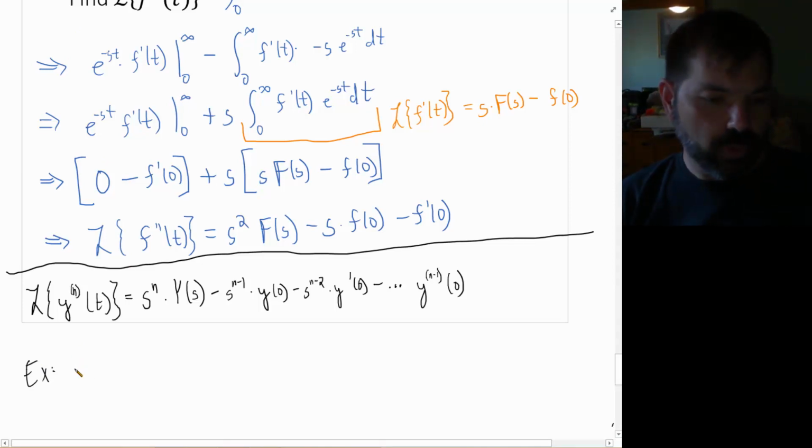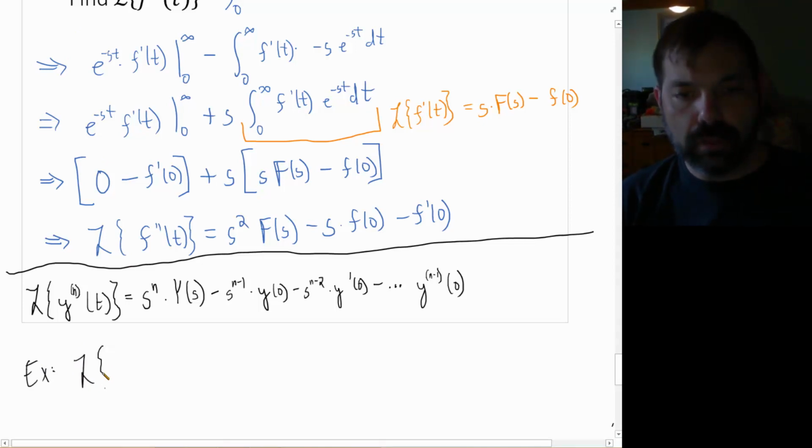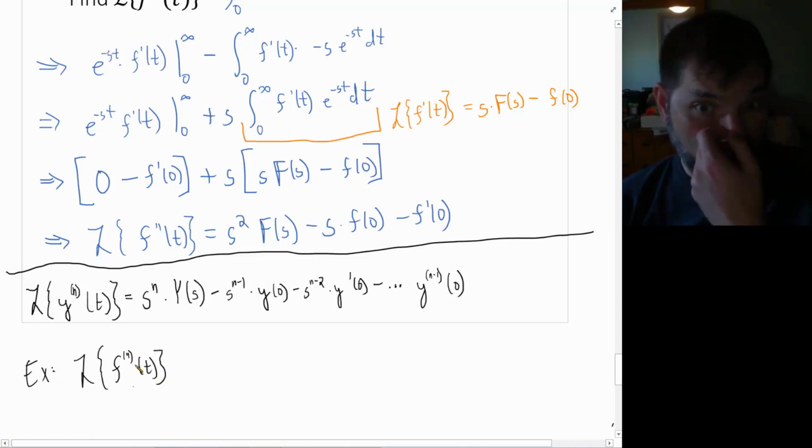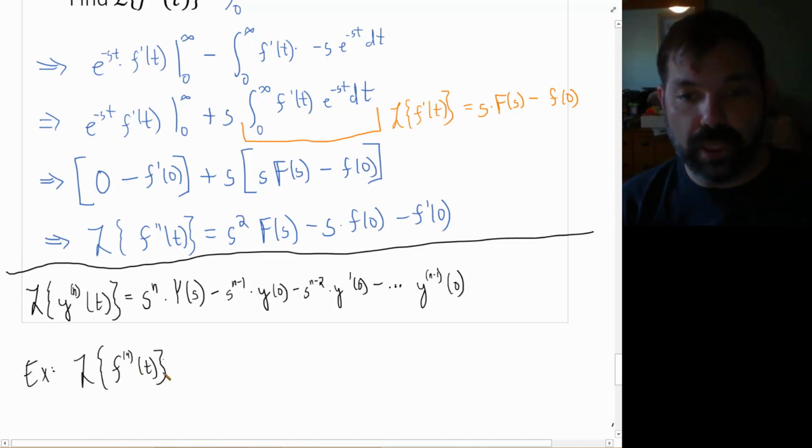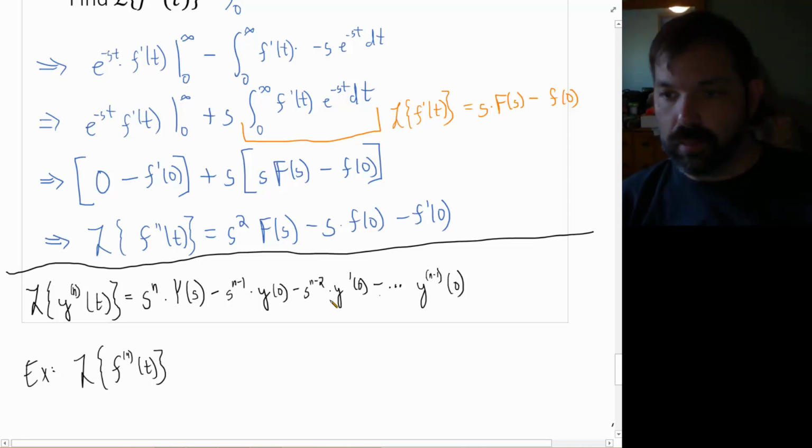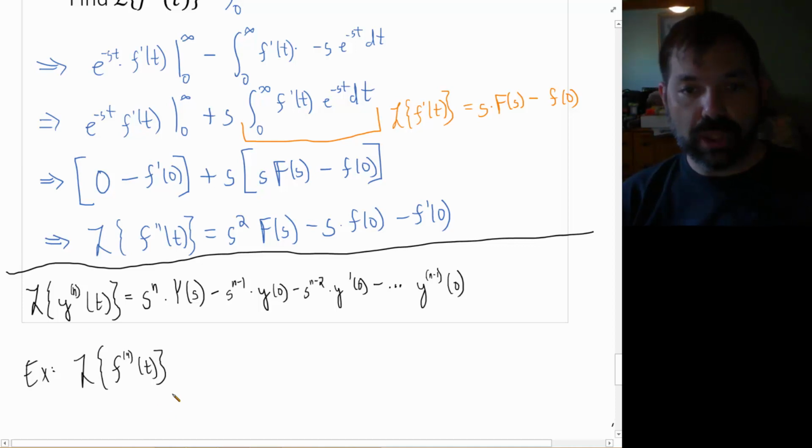Let's find the Laplace transform of the fourth derivative of f of t. Following the rule, following this pattern, and I just have an f instead of a y. That's the only difference. So this would be s to the fourth, n is 4, times capital F of s, minus s to the n minus 1. 4 minus 1 is 3.